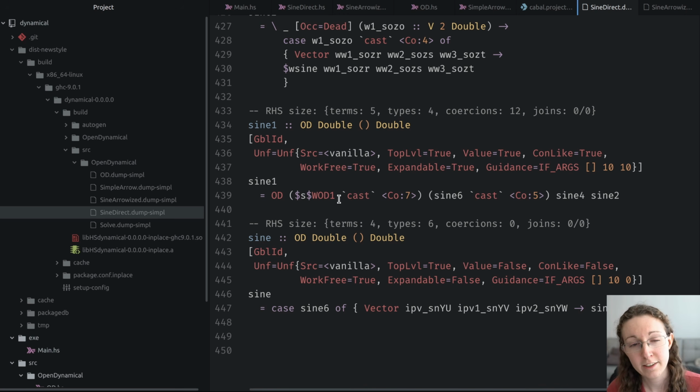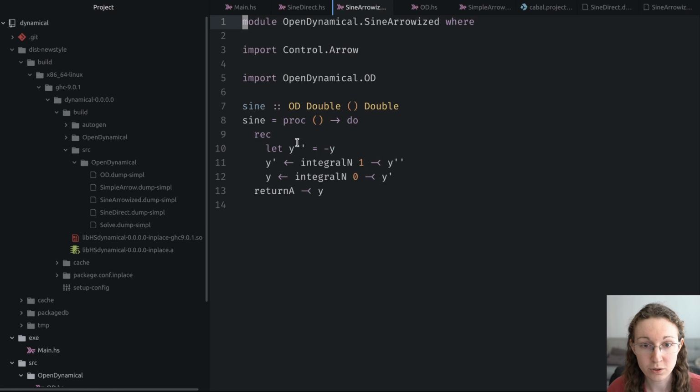And so that's a good indication that maybe one of the reasons that this nice Arrow DSL is appreciably slower is that it is just generating a lot more code and presumably less efficient code. So how can we actually get an understanding of what's going on here?